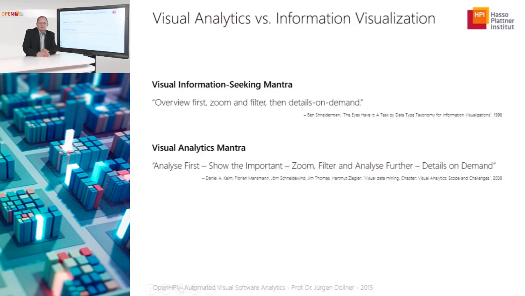In contrast to information visualization, in visual analytics, we have a different principle way we operate with these techniques, the so-called mantras. In information visualization, we have this visual information seeking mantra: overview first, zoom and filter, then details on demand. Whereas in visual analytics, we start with analyze first, show the important, zoom, filter and analyze further, and then details on demand. So there's a small difference, but an important one between both approaches.